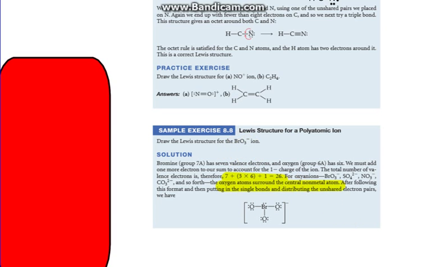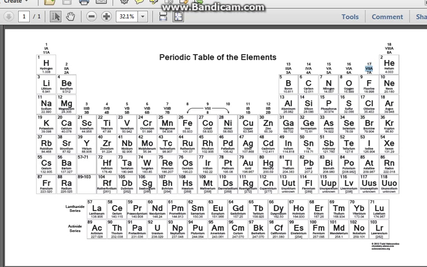So bromine and oxygen, if I don't have my electronegativity chart here, bromine is less electronegative than O. O is right next to fluorine, so it's going to be the higher electronegativity.